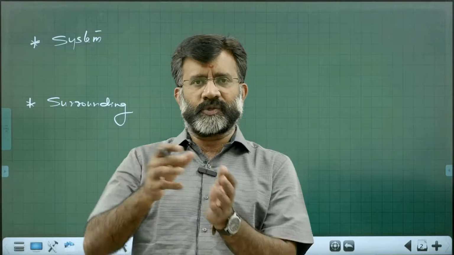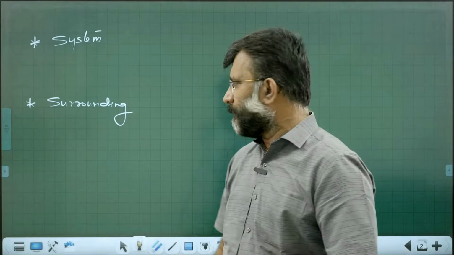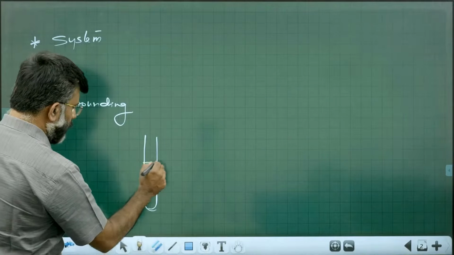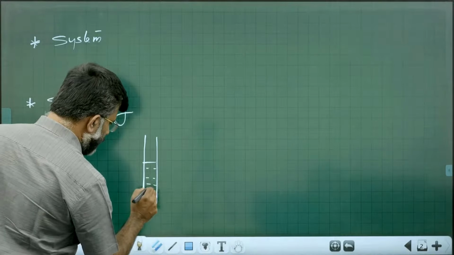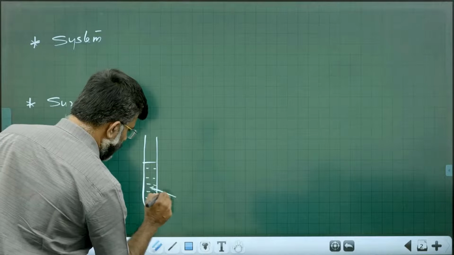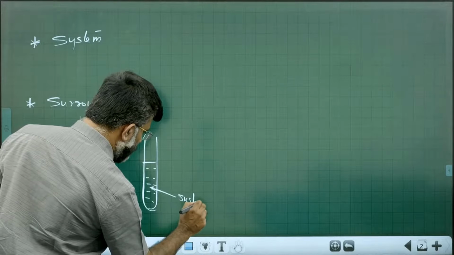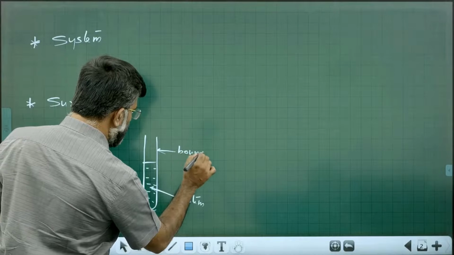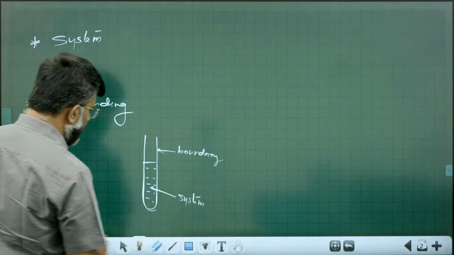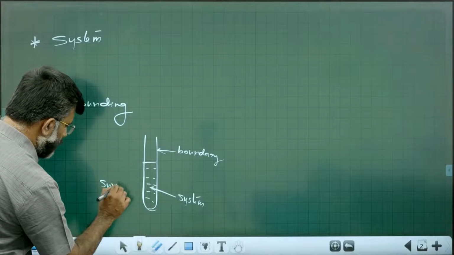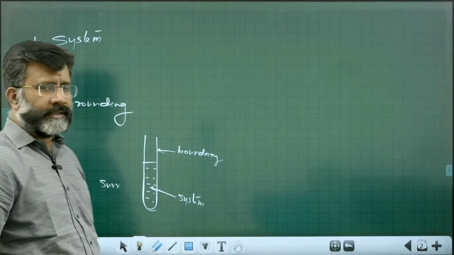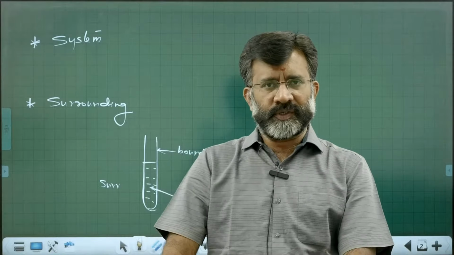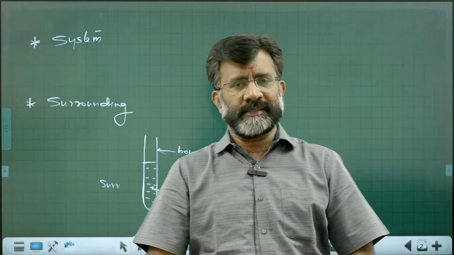Surroundings are the close vicinity to the system. Suppose we are conducting an experiment in a test tube. The matter content inside the test tube is called the system. And the walls of the test tube we call the system boundary. And the other region we call surroundings. And system plus surroundings we call the universe.